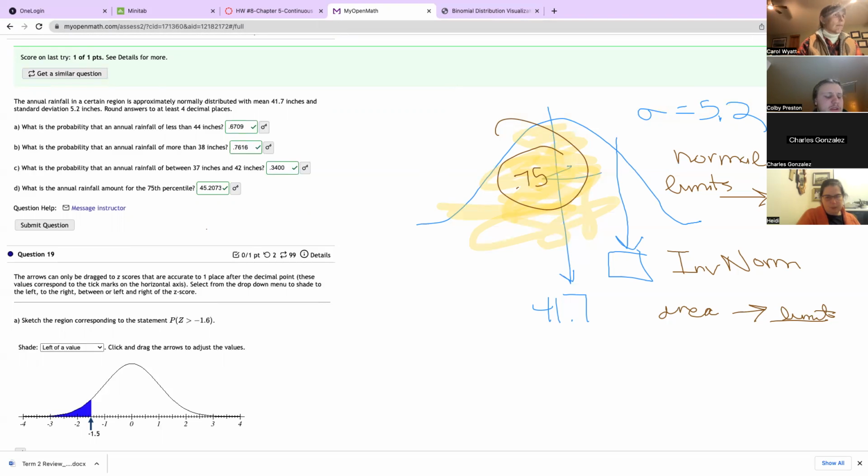When you were entering the area, did you do 0.75 or just 75? I did 0.75. 0.75. My mean is 42.1. Standard deviation is 5.2. Actually, I think I already know the issue because I didn't do 4 decimal points. There you go.